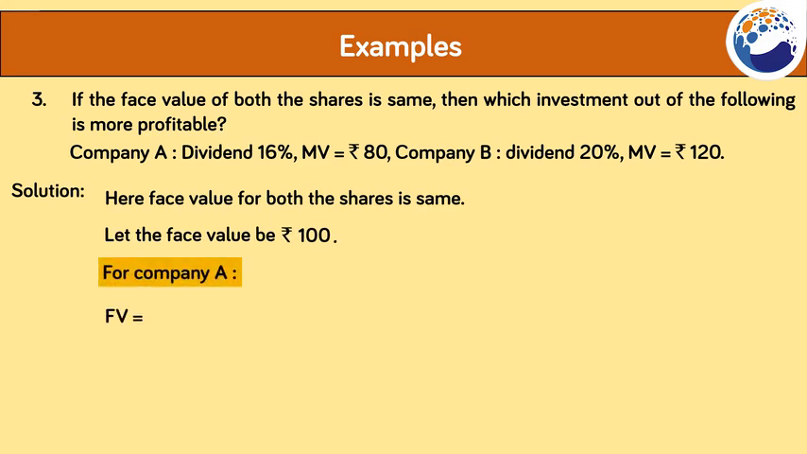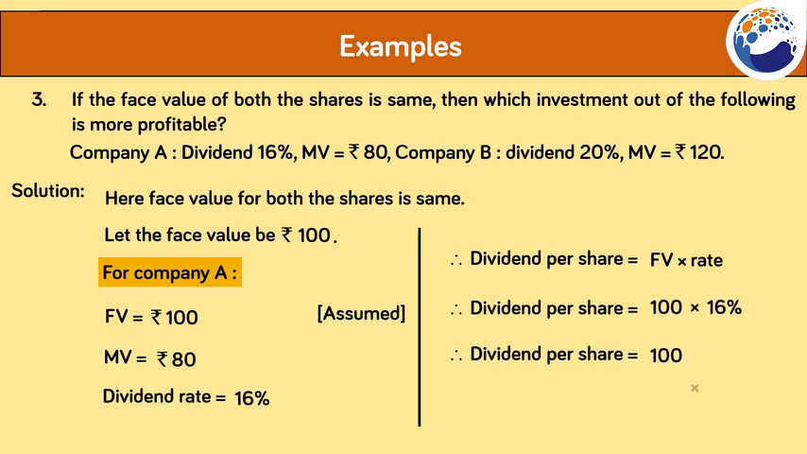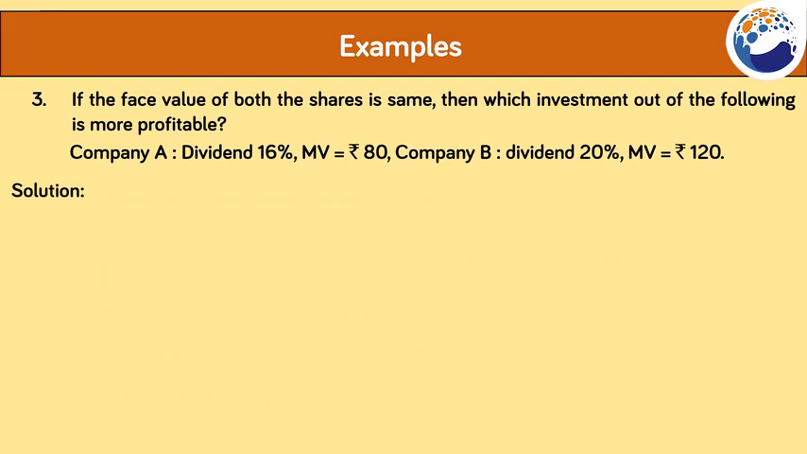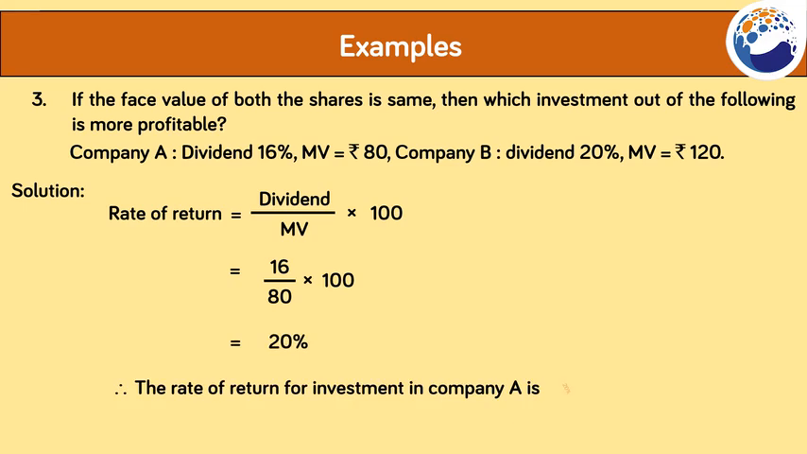1. For Company A, FV is equal to Rs 100, assumed, MV is equal to Rs 80. Dividend rate is equal to 16%. Therefore, dividend per share is equal to FV into rate, which is equal to 100 into 16% is equal to 100 into 16 upon 100, that is equal to Rs 16. Rate of return is equal to dividend upon MV into 100 is equal to 16 upon 80 into 100 is equal to 20%. Therefore, the rate of return for investment in Company A is equal to 20%.